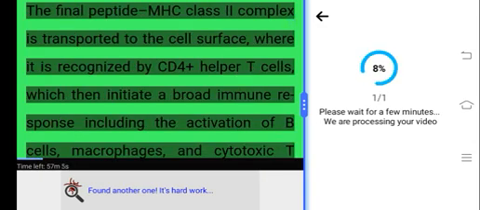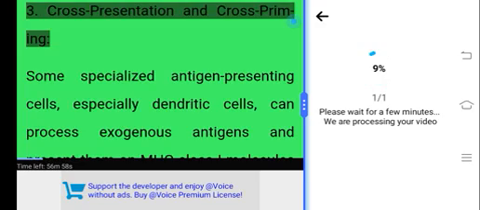The final peptide MHC class II complex is transported to the cell surface, where it is recognized by CD4+ helper T cells, which then initiate a broad immune response including the activation of B cells, macrophages, and cytotoxic T cells. Cross-presentation and cross-priming.